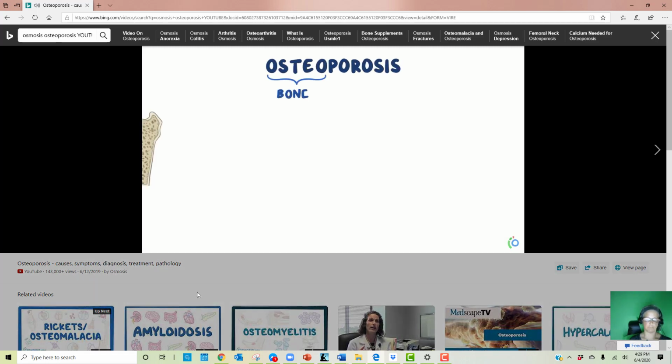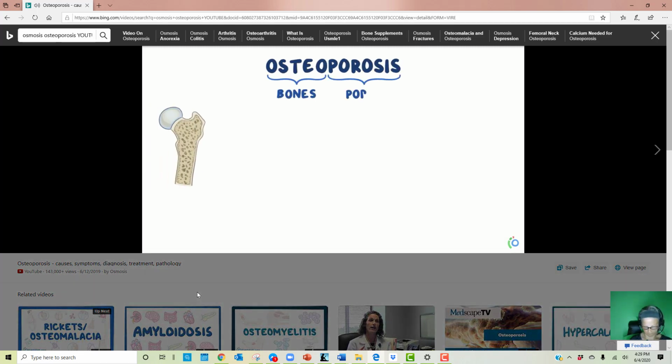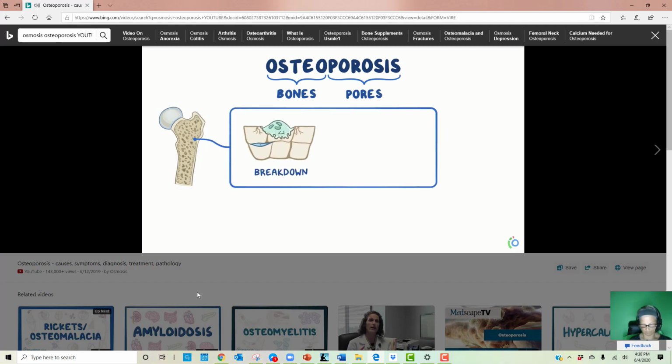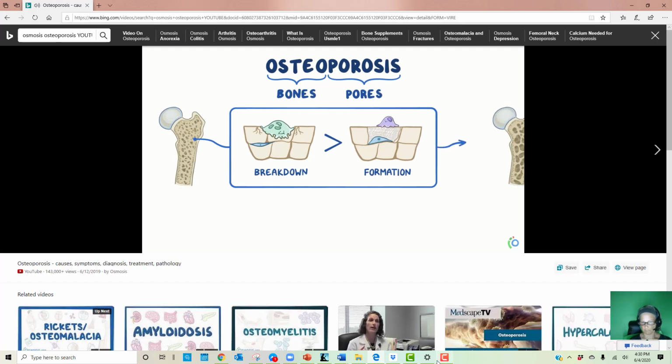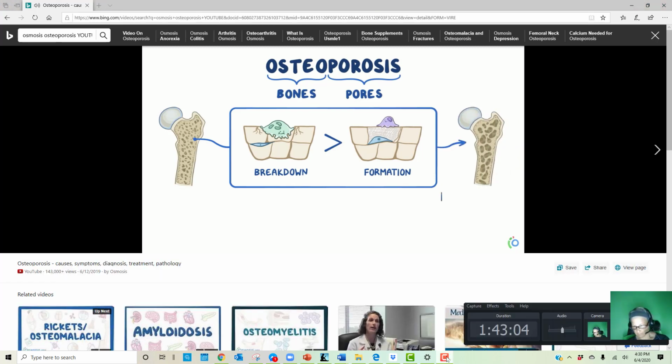Osteo refers to bones, and porosis means pores. So, osteoporosis is when there's a higher breakdown of bone in comparison to the formation of new bone, which results in porous bones, meaning a decrease in bone density to the point of potential fracture.